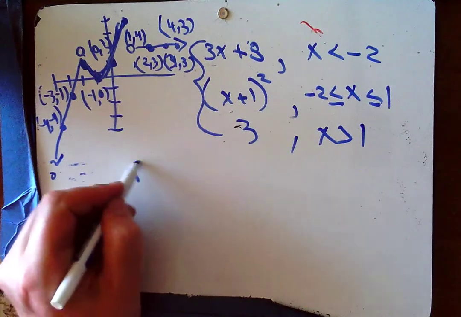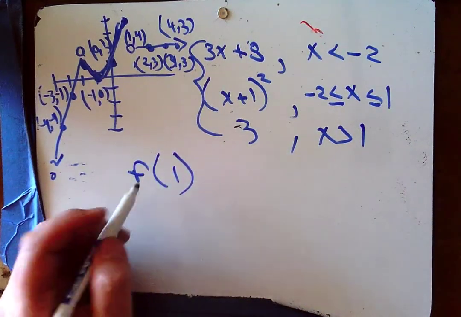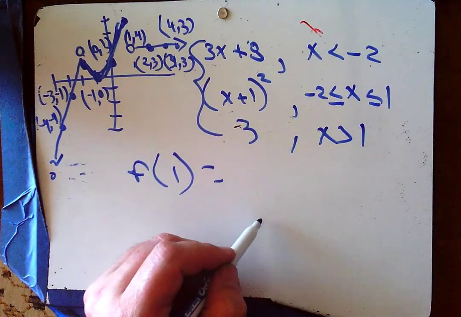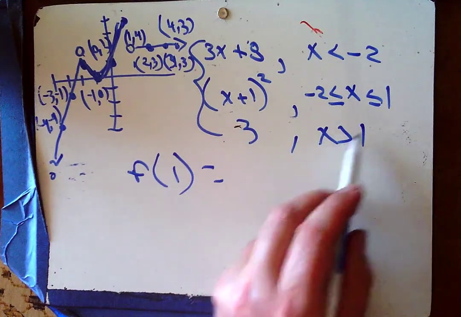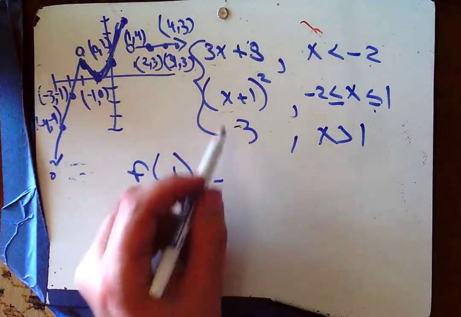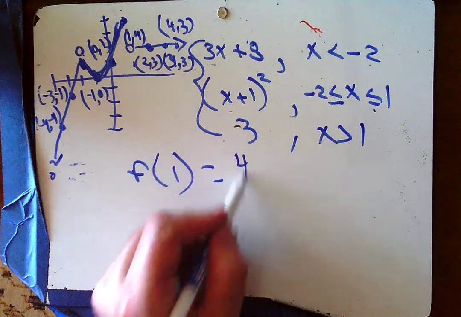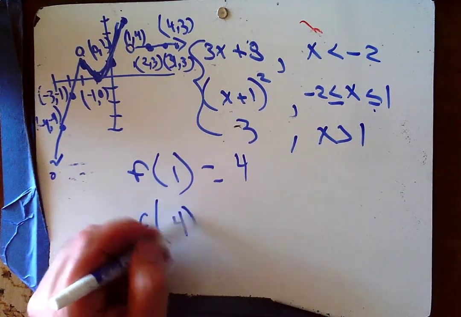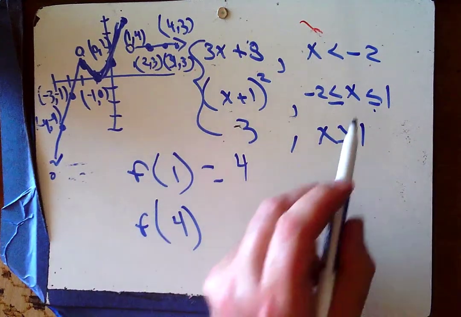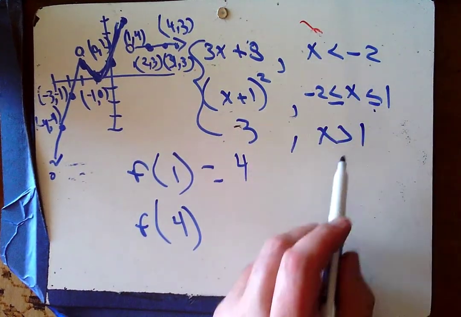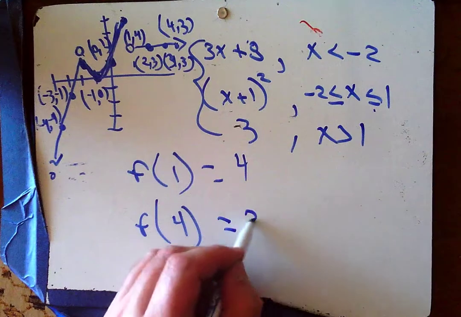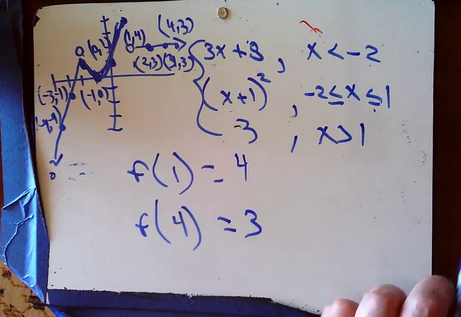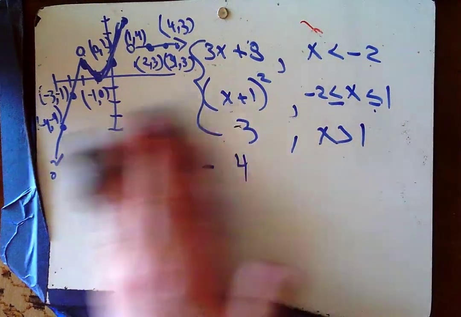So what if I want to know f of 1? F of 1, does it go into this piece? No, it goes into this piece. 1 plus 1 is 2, 2 squared is 4. How about f of 4? Well, 4, no, not here, not here, oh yes, here, is 3. Okey-doke. All right, last thing I want to look at with you is going backwards.